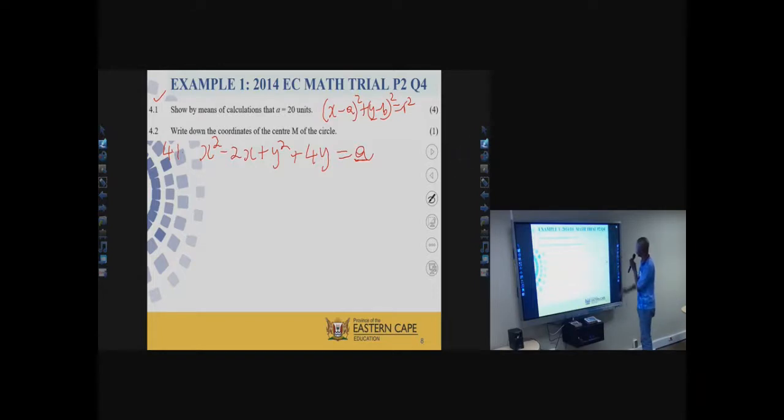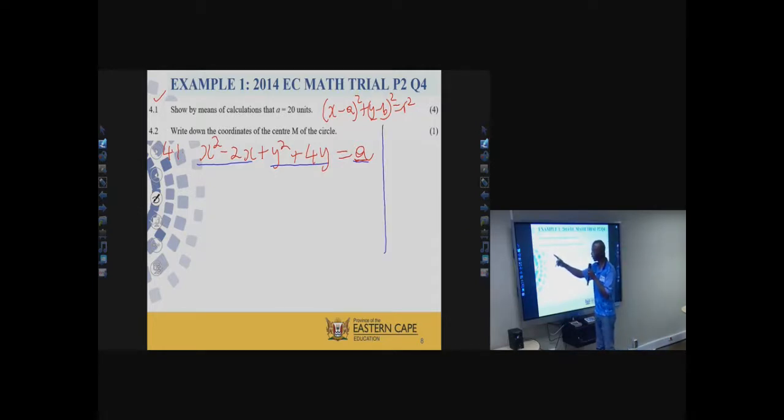How do you complete the square? Remember, we said you group x's together, they are already grouped. You group y's together, they are already grouped. And then you take the constant. A constant is a term without x or y next to it. Once you see anything without x or y next to it, we call that a constant. Then you take it to the right hand side. It's already done. So step one, already done for you. Step two, do it one by one.